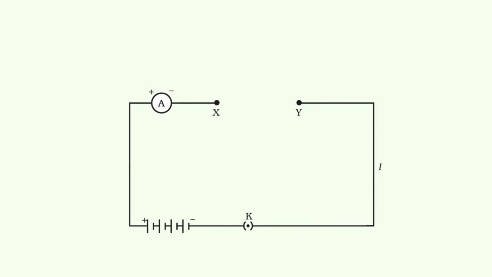For that, we need an electric circuit. As you can see on your screen, this is a simple circuit with a plug key, a battery and an ammeter. As you can see, there is a gap in the circuit XY where we are going to attach different wires and check the reading in the ammeter.